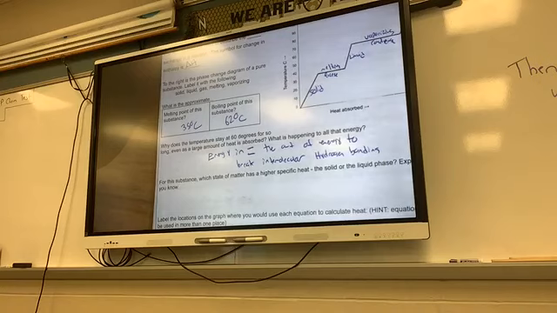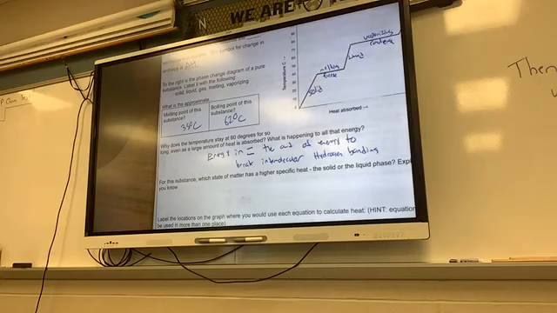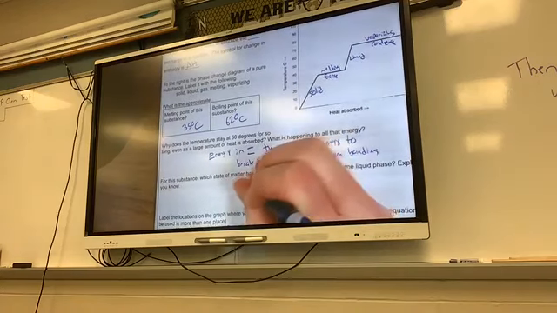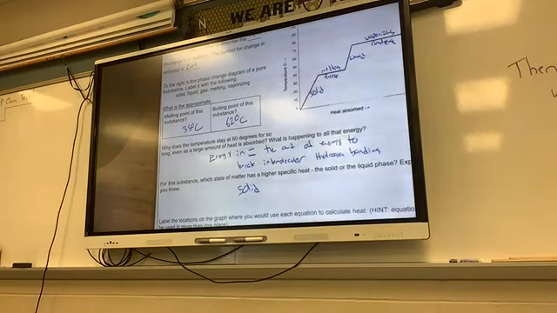Thank you. For this substance, which state of matter has a higher specific heat, the solid or the liquid phase? Which one can hold heat in better? Solid. Why? Particles are closer together, right? Also, you could look at the slope, right?